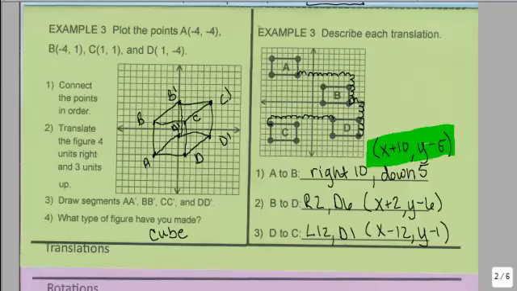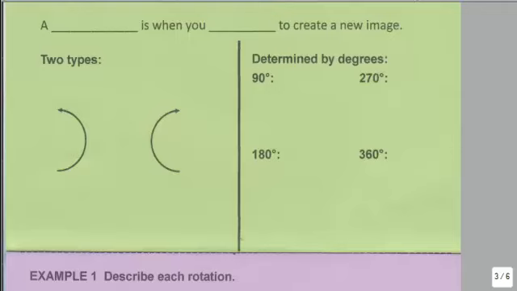Now flip to your next flap. These are rotations. So a rotation is when you turn to create a new image. And there are 2 types. There is clockwise and counterclockwise. So if you're thinking of a clock, this is 6 o'clock, this is 12 o'clock. We usually read it in this way. So this way is clockwise. And this way is counterclockwise.